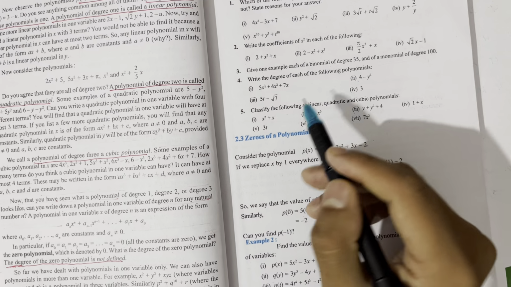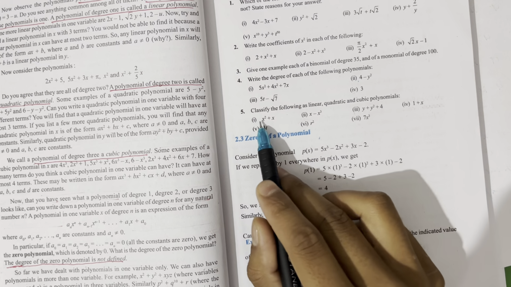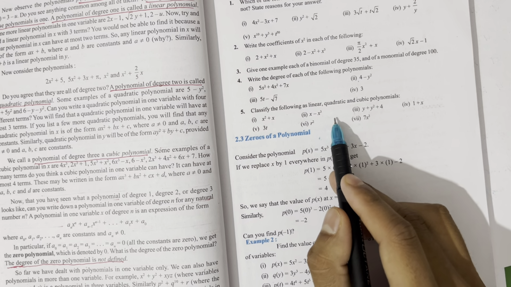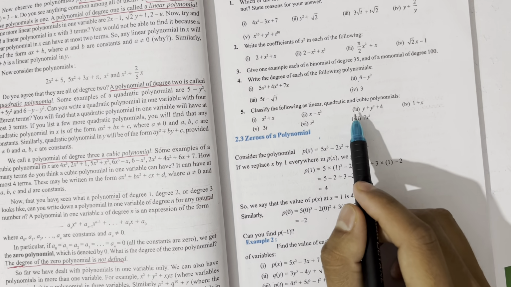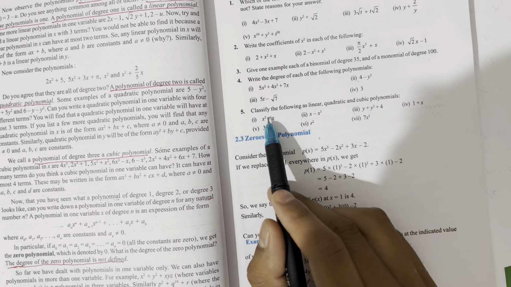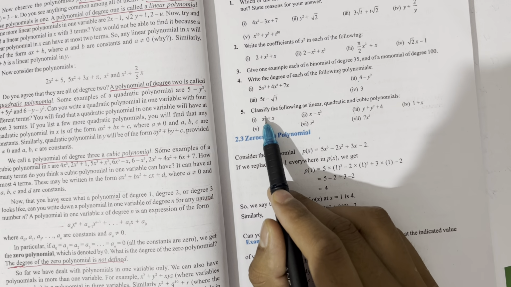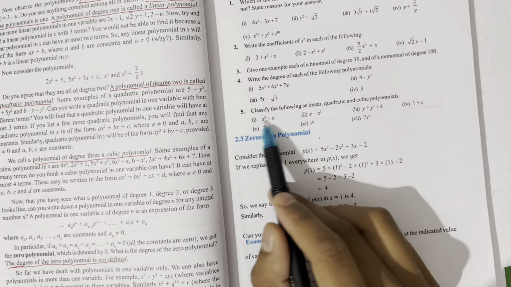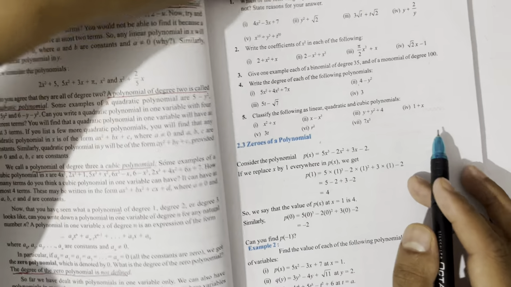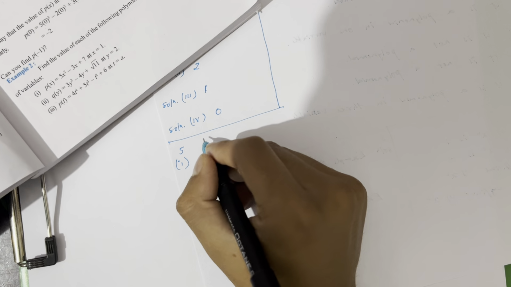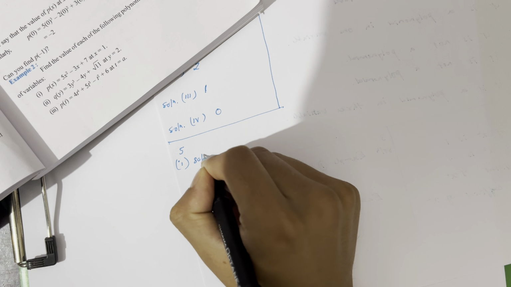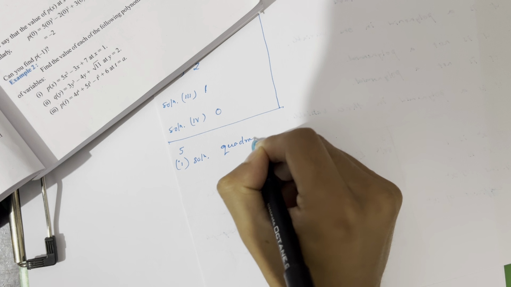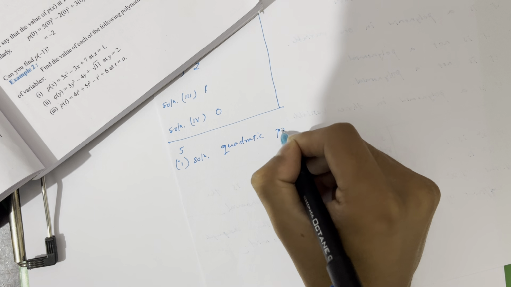Now let's check here. We have to classify whether these are linear, quadratic or cubic polynomials. So what is the highest power here? 2. What is that here? 1, 2. So this is a quadratic polynomial. Okay, number 1 you just write solution, quadratic polynomial.